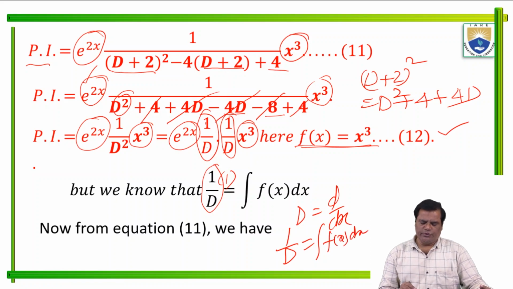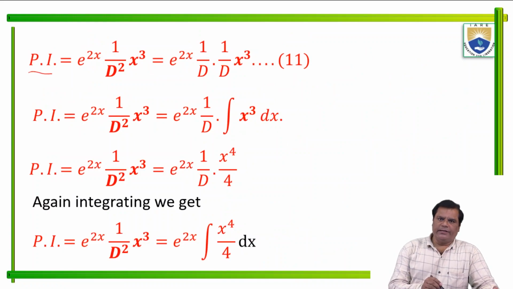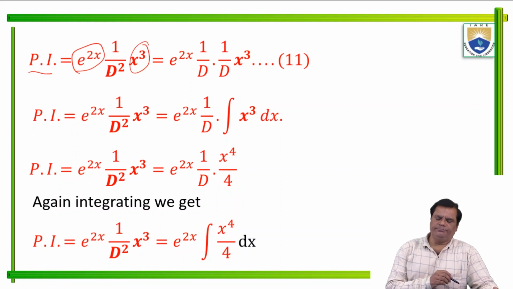Okay. So here 1 upon D, here the function is 1, so integration of x dx. So now from equation 11 we have the next result. Particular integral equals e to the power 2x, 1 upon D square into x cube, that is e to the power 2x, 1 upon D into 1 upon D x cube. This is equation 11.